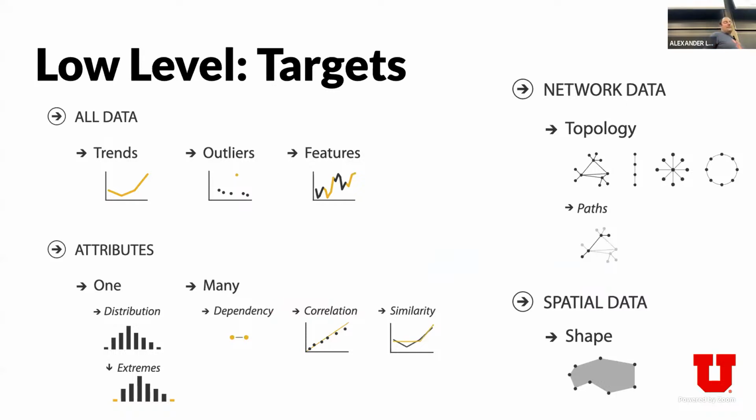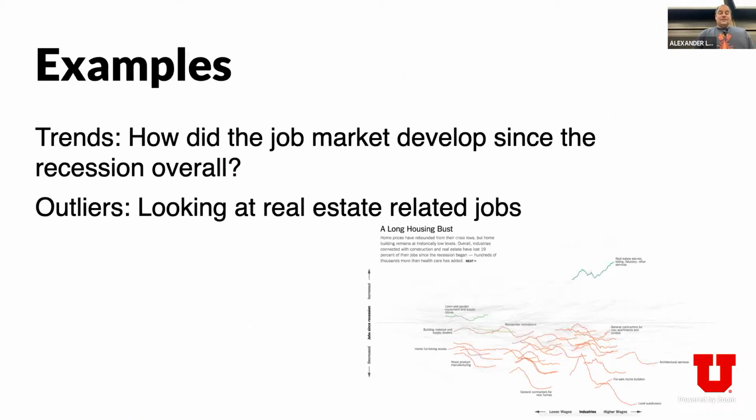And then at the lowest level for tasks, if you care about all data, you can spot trends or outliers or features. If you care about attributes, you can look at distributions or extremes. If you care about many attributes, you look at dependencies or correlations or similarities. And then for network and spatial data, you want to understand topology and path. We talked about this quite a bit, and the shape of data for spatial data.